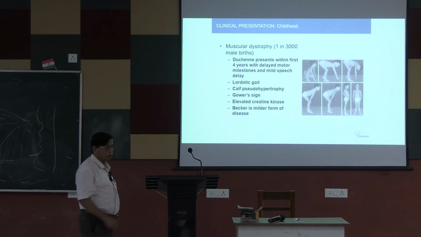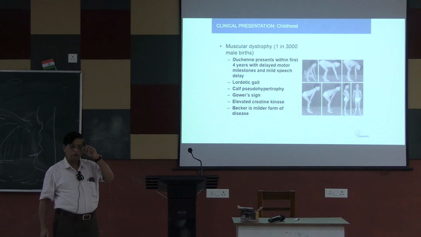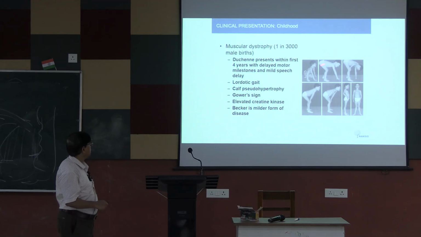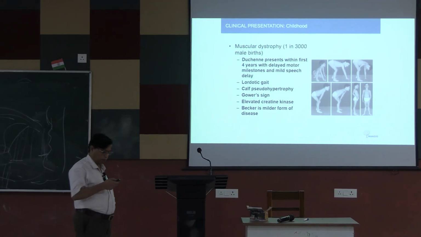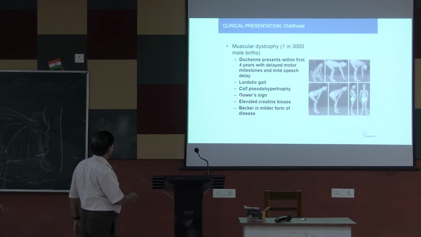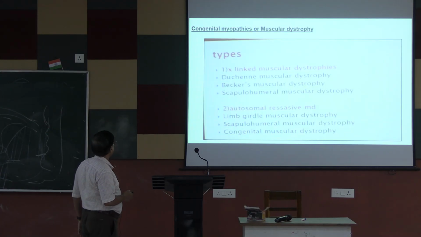This is called Gowers sign. This is an important sign in Duchenne muscular dystrophy. The child cannot stand up easily. He stands up like this. These are the steps of how he stands up. This is called Gowers sign. It is written as Gowers sign. This is how the patient stands up in a case of muscle dystrophy, Duchenne muscular dystrophy. If a short note comes on Duchenne muscular dystrophy, you can write the short note based on these slides.